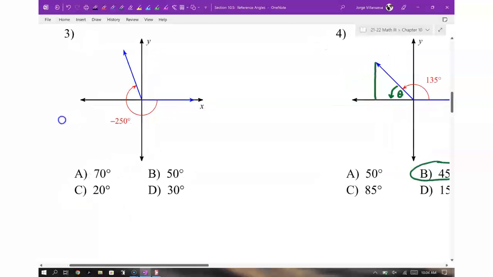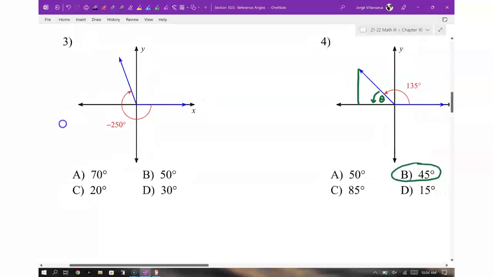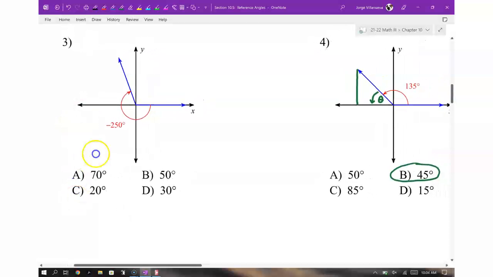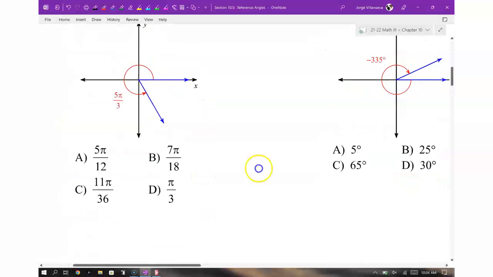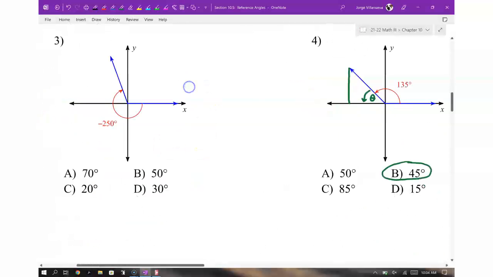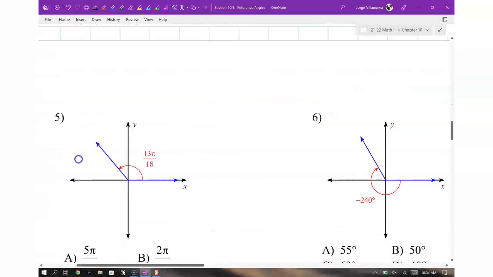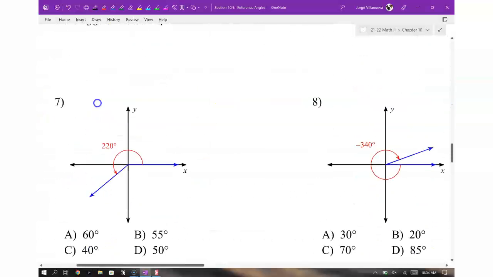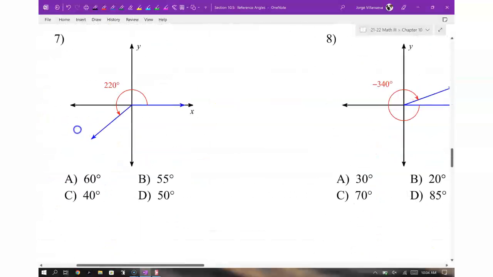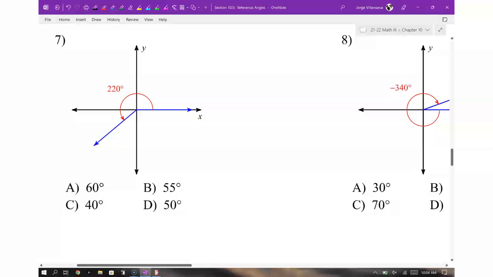So here's number 3. Here's another degree one. Well, you know what? I don't know if I want to do that because that's still in quadrant 2. Let me see if I can find one that's not in quadrant 2. That's in quadrant 1. There's a lot in quadrant 2. All right, here's one. Number 7. So 220 degrees. Then right now we'll do two radian ones, that way you can practice the radian conversions, and then we'll be done.